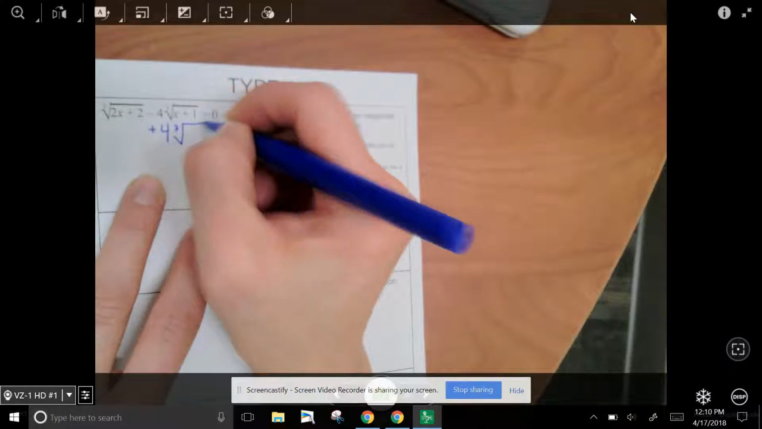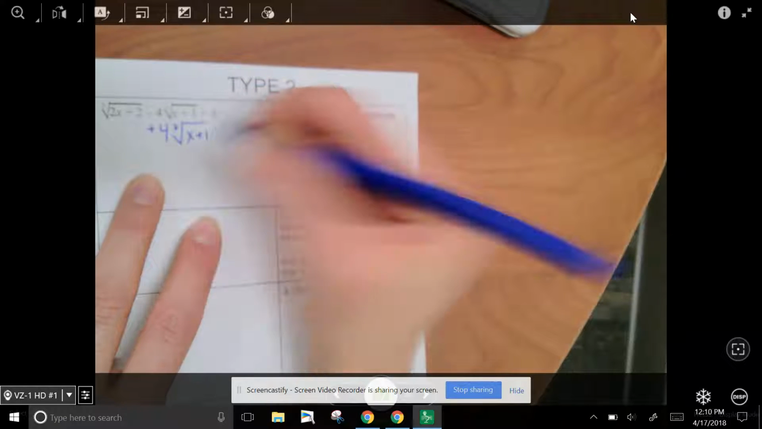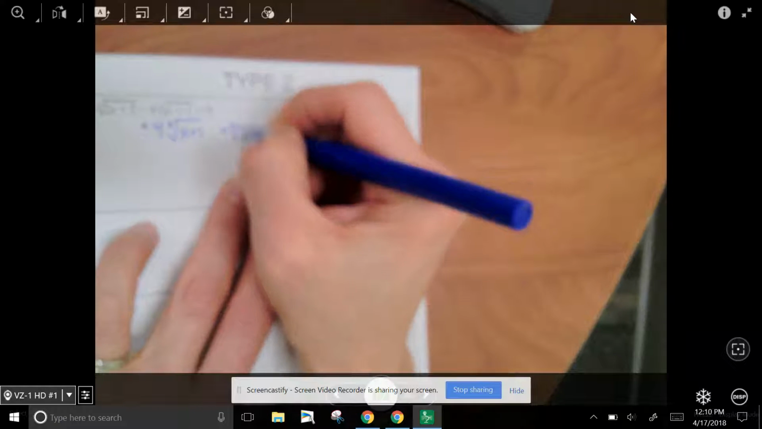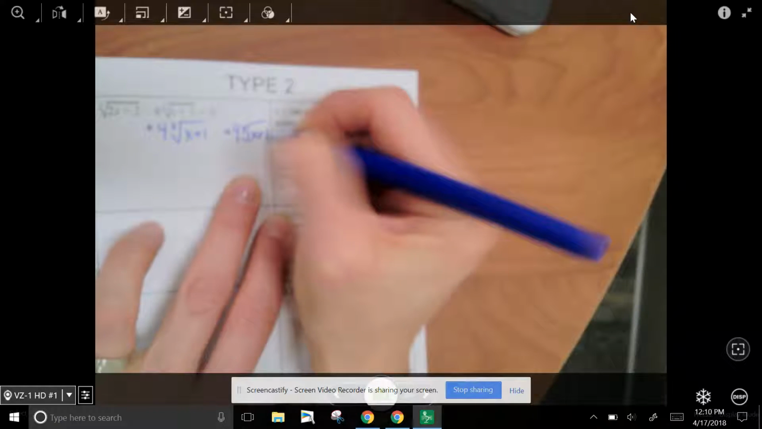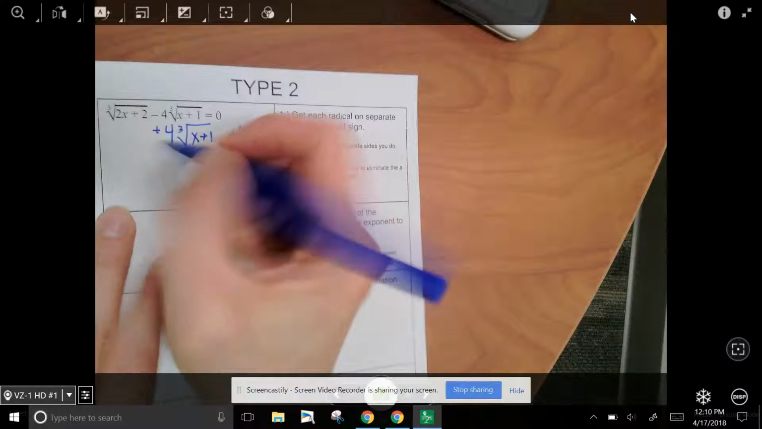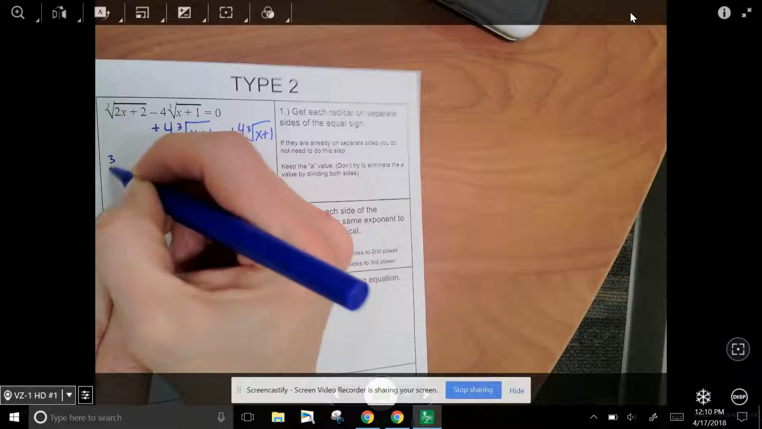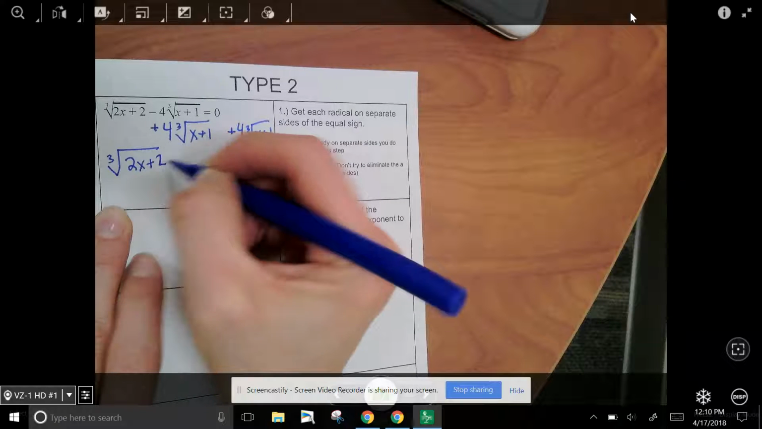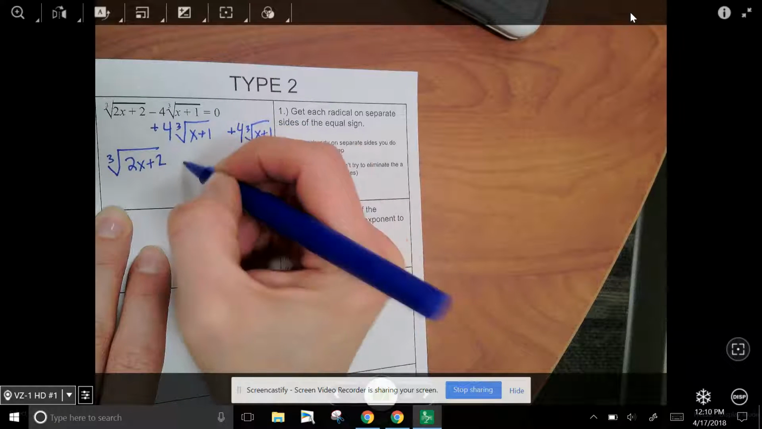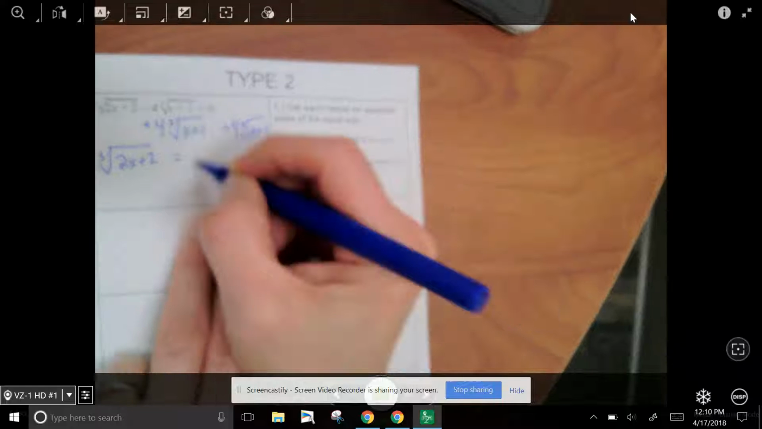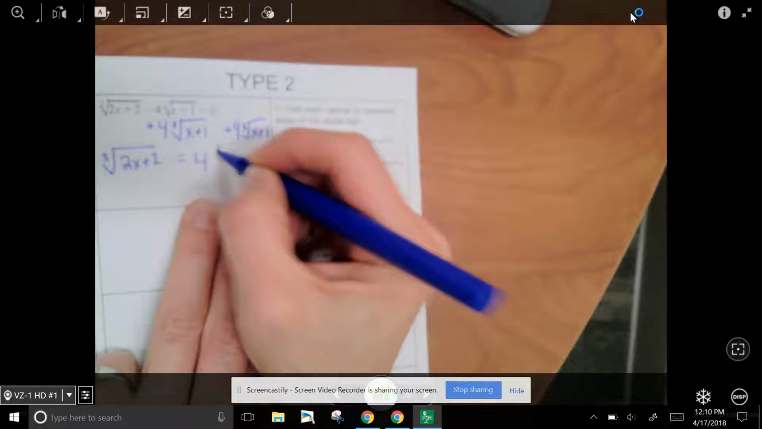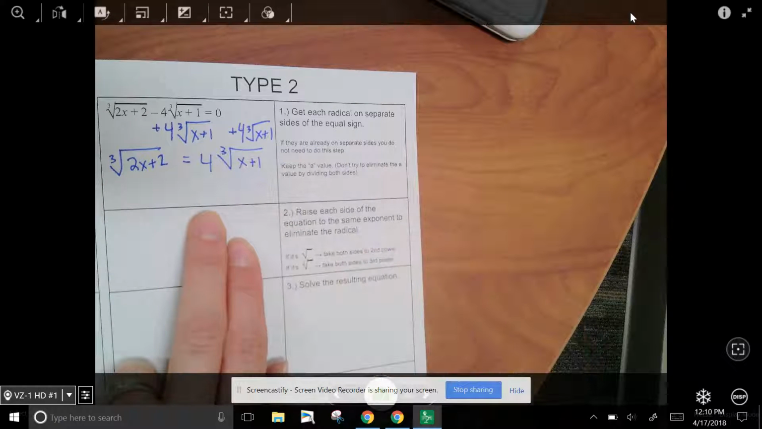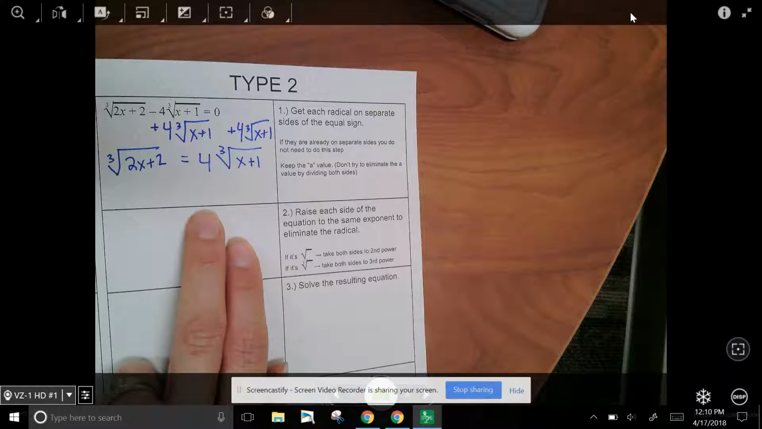So I'm writing 4 cube root of x plus 1. And I'm going to also add it on the other side of the equation. So when I do this, I'm left on the left side with the cube root of 2x plus 2. These cancel out, and it equals 4 cube root x plus 1. So now both radicals are on separate sides of the equal sign.